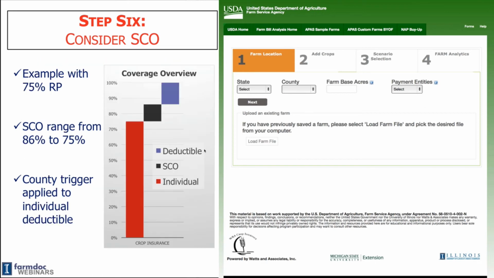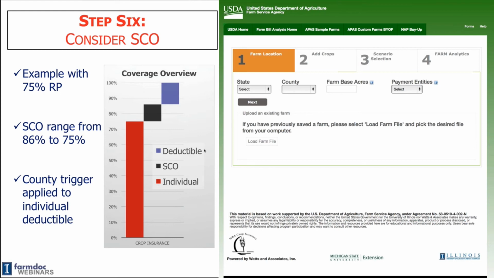This just gives a graphical feel for this. Again, here's an example with 75% RP. The red bar would be protected by the RP policy, where farm level matters. The black, SCO, would be triggered by what happens at the county. So sometimes the county could trigger a payment and the farm wouldn't, and vice versa.